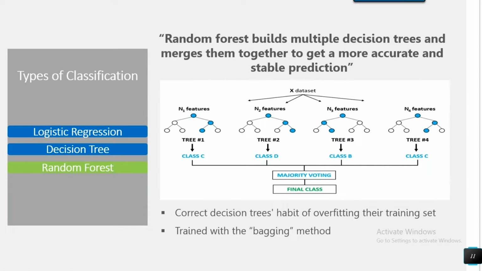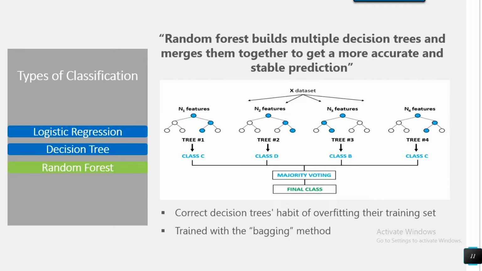The third thing is the random forest. Random forest builds multiple decision trees and merges them together to get a more accurate and stable prediction. The meaning of that is you are splitting into different trees: tree 1, tree 2, tree 3, tree 4, tree 5, tree 6, might be up to 20 trees, 50 trees, or 100 trees, depending on your data size. From that you get classes like class C, class D, class B, you take a majority vote, and from that you get the final answer.